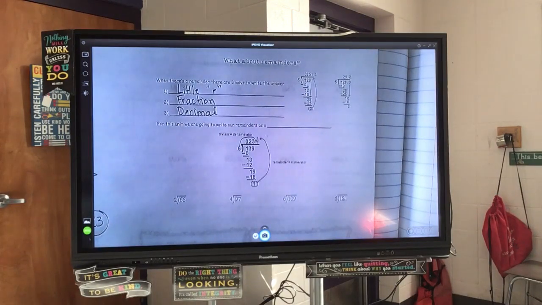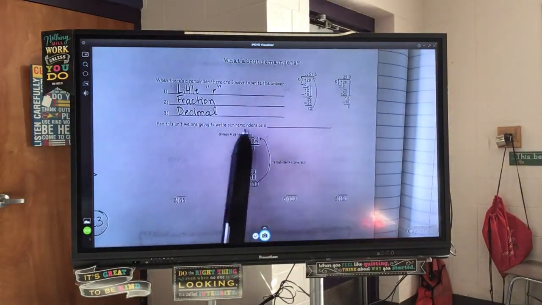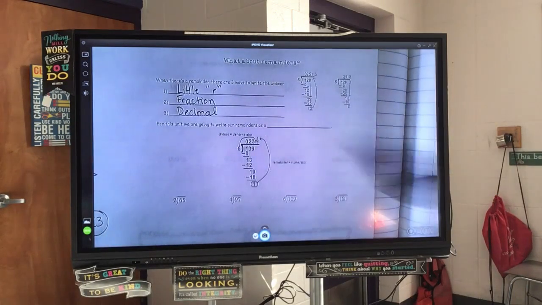Now we've already practiced writing our division as fractions. I feel like we've done that. Did we do that? We did that, right? Not losing my mind. Okay, so in this example right here that they give you, it says for this unit, we are going to write our remainders as what? What's the example of? What they write the remainder as? Okay. Fraction.